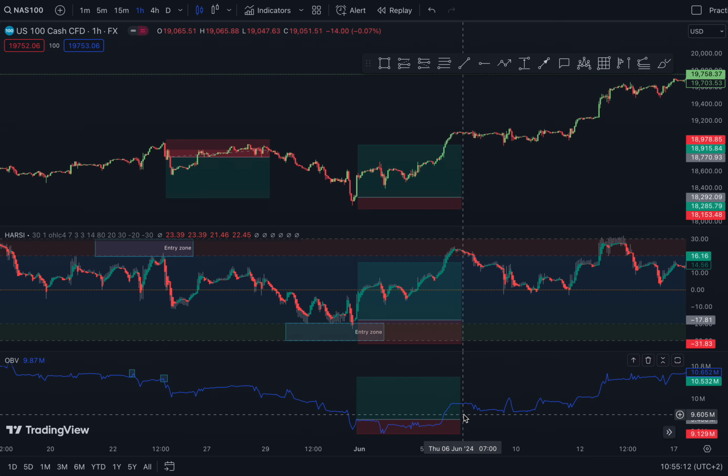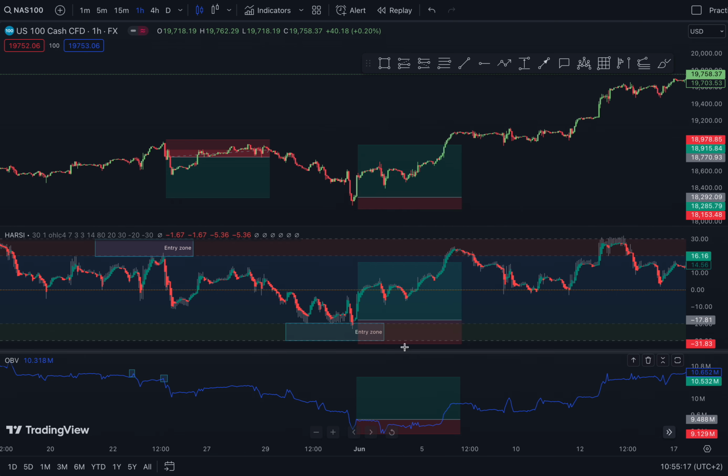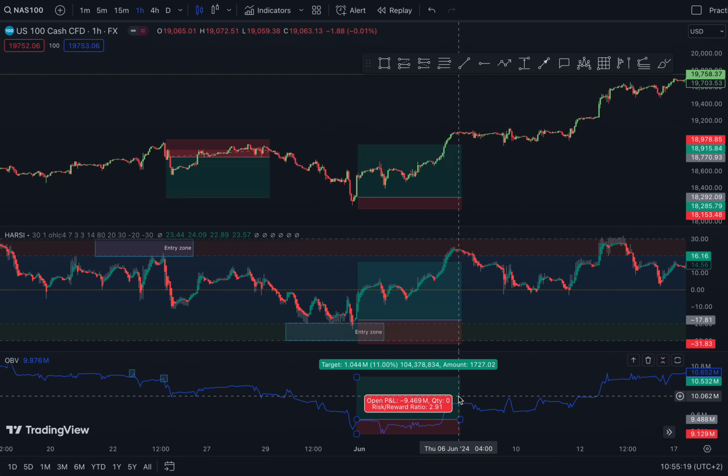So in essence, we need all these indicators to align in order for us to take a trade.